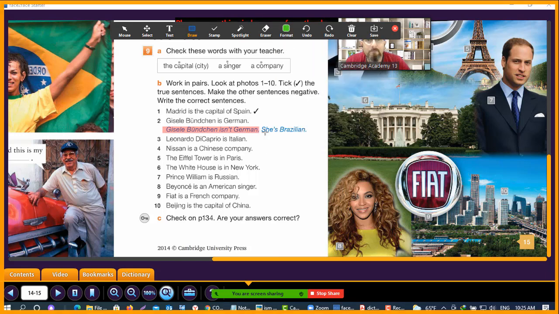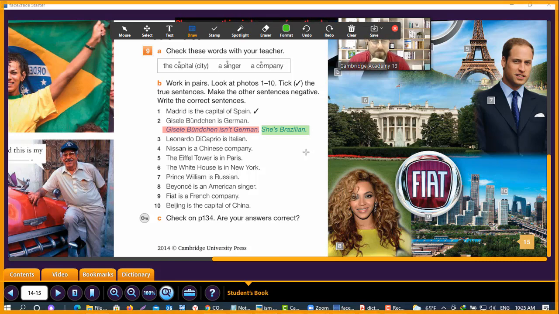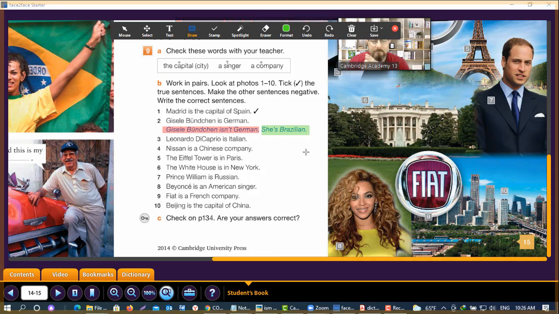And number two is true information. For example, we say Nasser is a doctor. Nasser isn't a doctor. Negative. Nasser is a teacher. True information. We say, for example, Osama is from Libya. Osama isn't from Libya. Negative. Osama is from Saudi Arabia. True information.